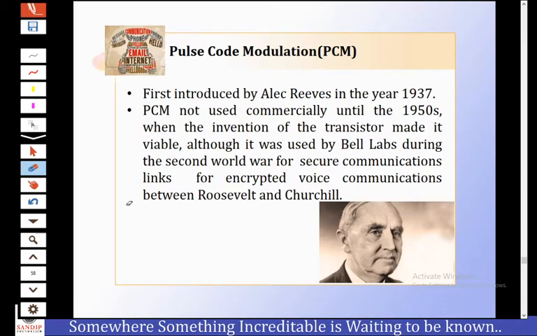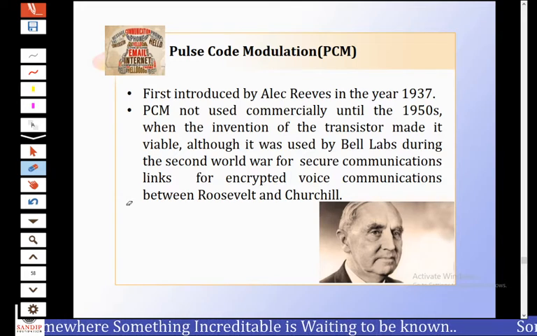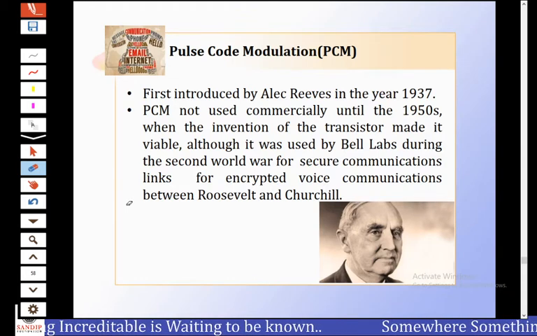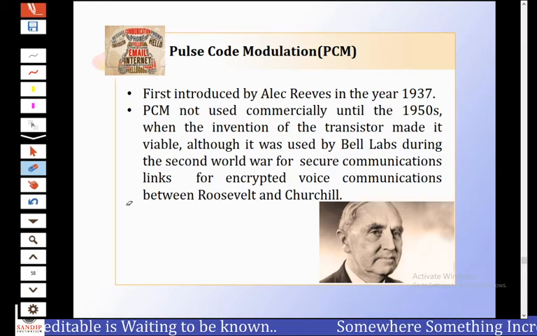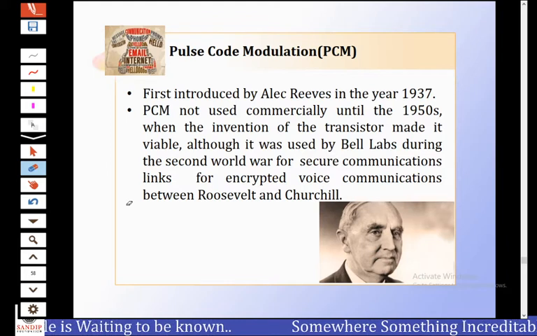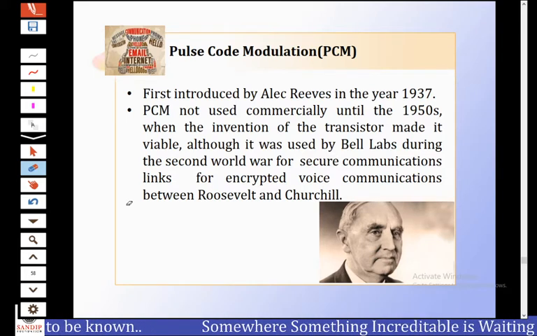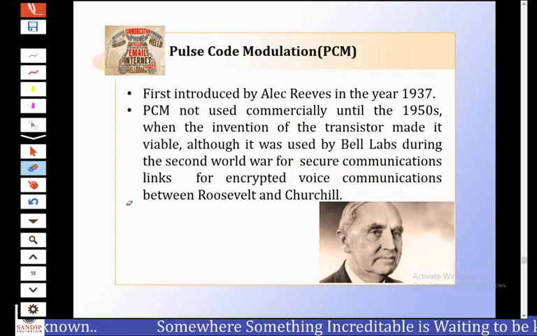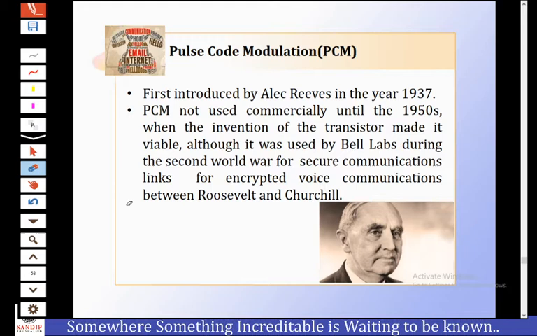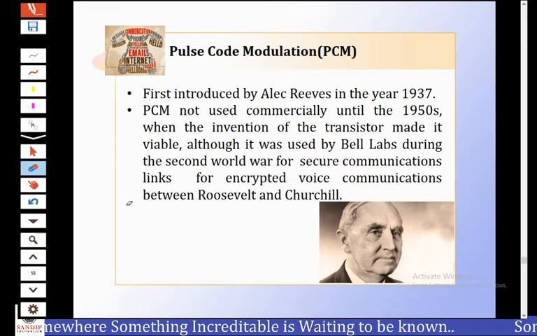Although it was used by Bell Labs during the Second World War for a secure communication link for encrypted voice communication between Roosevelt and Churchill. The important part is that PCM is a type of pulse modulation like PAM, PWM or PPM, but there is an important difference between them. PAM, PWM or PPM are analog pulse modulation techniques, whereas PCM is a digital pulse modulation technique.